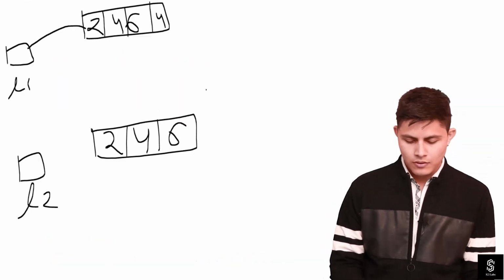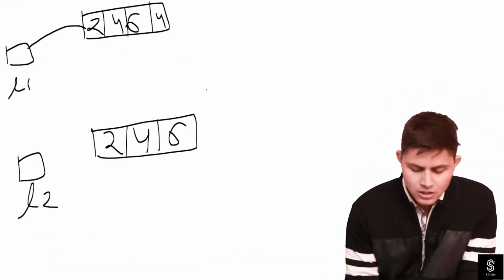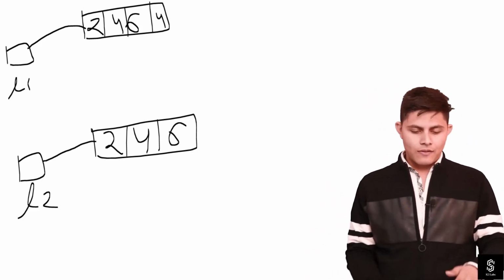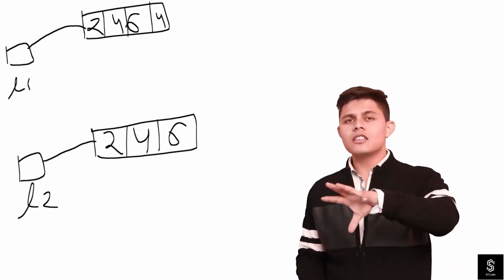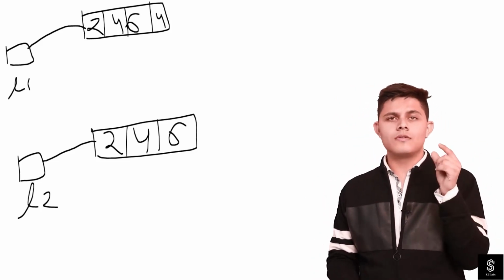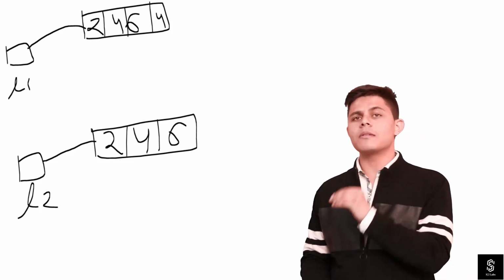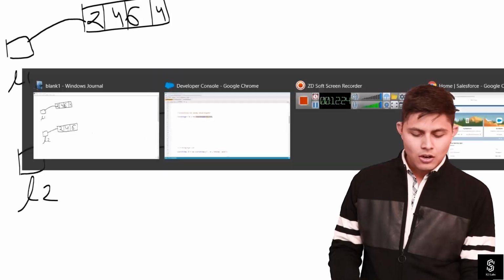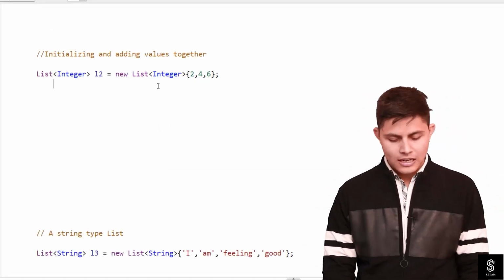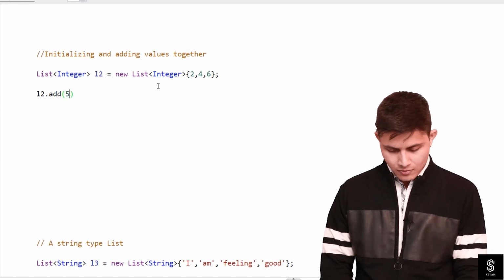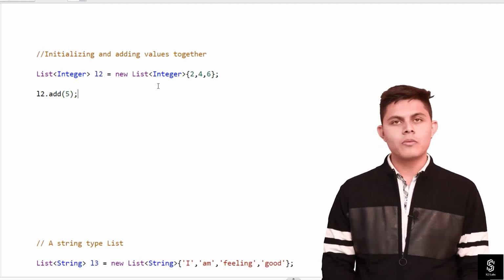Getting it? So we are storing all of these values first, and then we are assigning this list to this reference variable. In the above situation we created the list first, then assigned it to the variable, and with the help of that variable we used the add method in order to add elements into this list. But that doesn't mean that we cannot use the add method with L2, right? We can use L2.add(5).